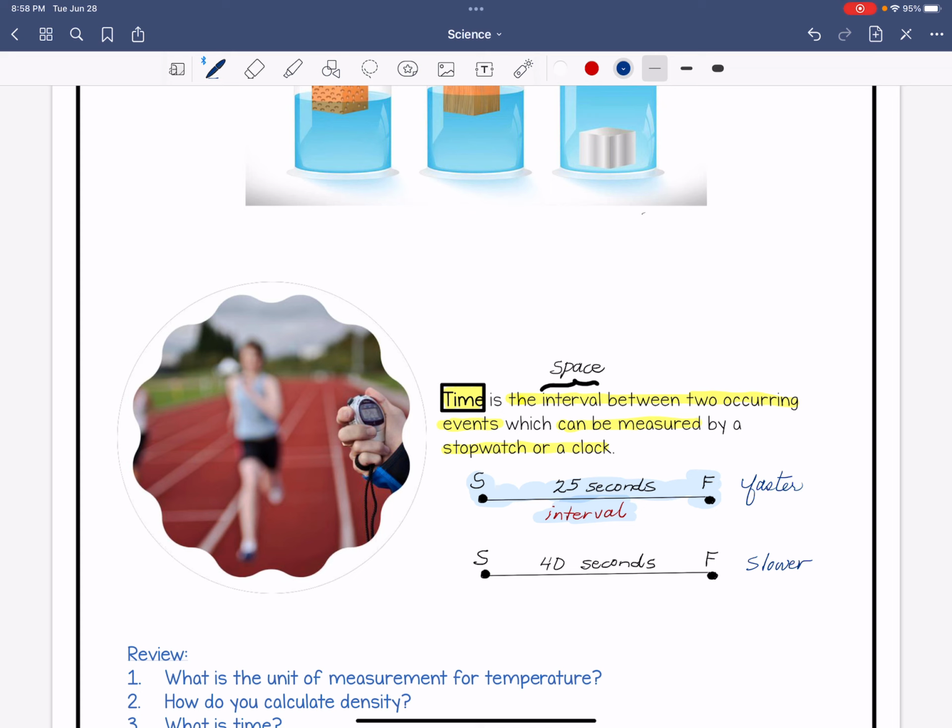We're sort of programmed in math to think that the higher number is always the winner or the best. But when you're talking about time, very often it's the lower number that is going to be the better choice. What I would say is that 25 is less than 40, and therefore the 25 seconds is the faster time.